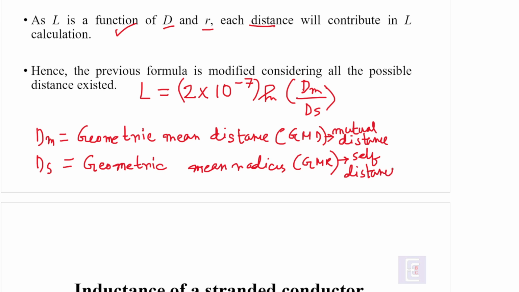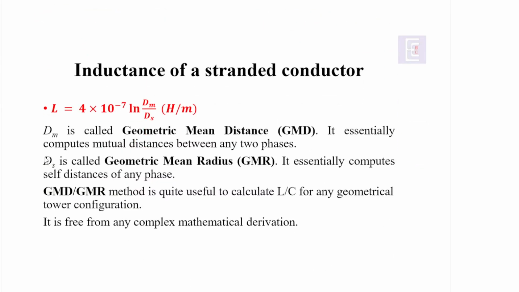Now what are their significance? So we have modified our previous formula by this factor dm by ds. What is dm? dm is geometric mean distance. In short, it is called GMD. Sometimes it is called mutual distance. And ds is called geometric mean radius. In short, it is called GMR, and sometimes it is called self distance. So this formula, as I already told you, has been replaced by this term dm by ds.